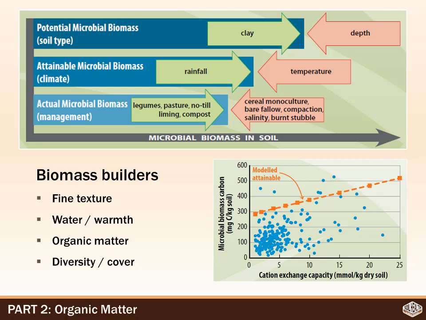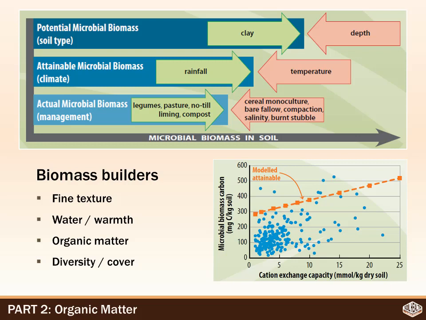The attainable biomass refers to what might be realistic given environmental conditions, namely moisture and temperature. Where there's more moisture, microbial communities are more prevalent and have the ability to build up when temperatures are cooler. Finally, the actual biomass that one has in a soil is what we have the most effect on through management. Good soil building practices that keep the soil covered as much as possible and that build organic matter will tend to build biomass.